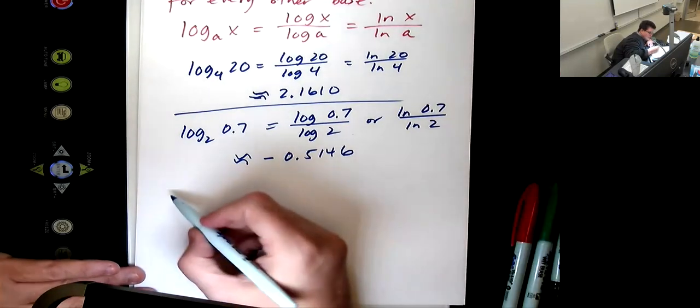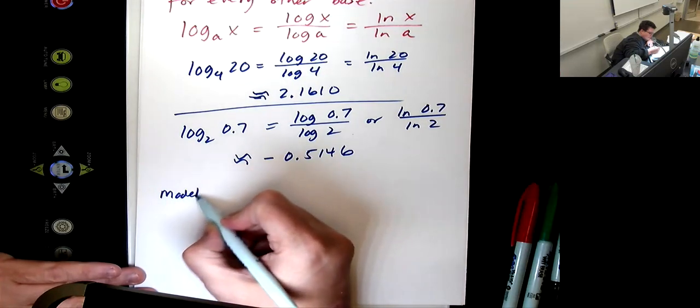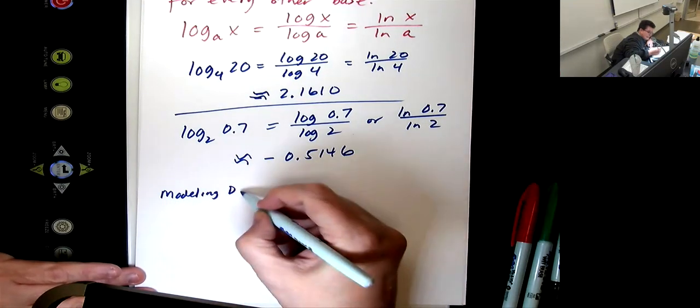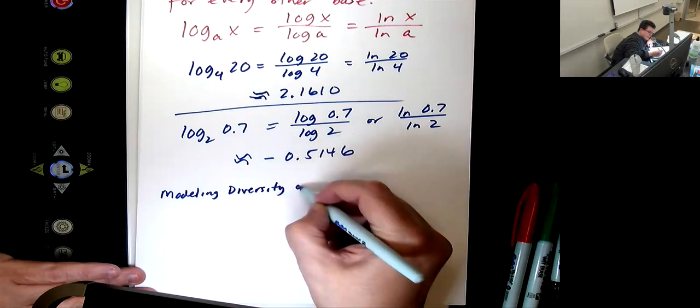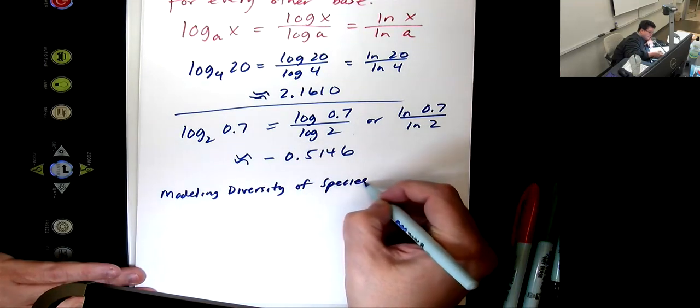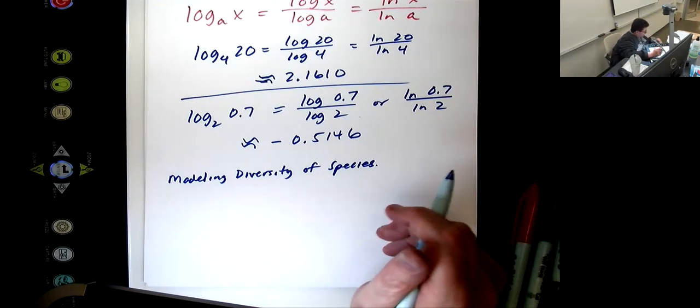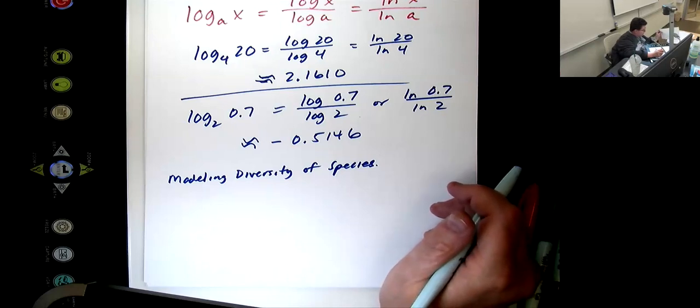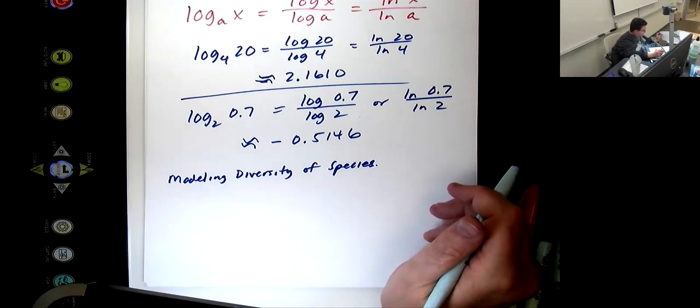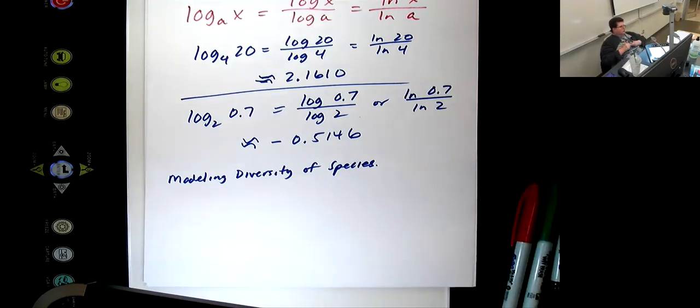This stuff can be used for modeling the diversity of species. I don't have a good example of that really. They have it listed, but carbon dating, aging things in archaeology, I have a few examples I'll go over on Monday. It's kind of neat how some of this works.